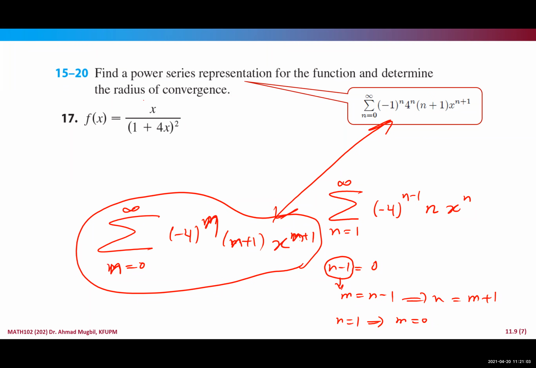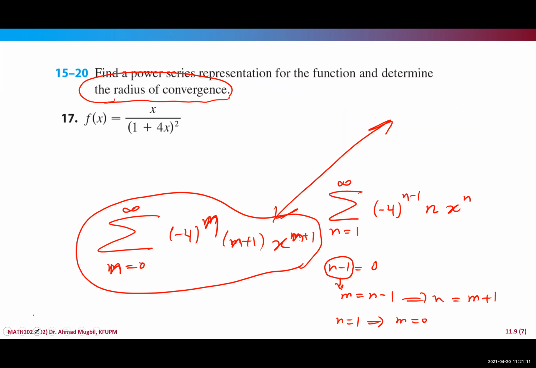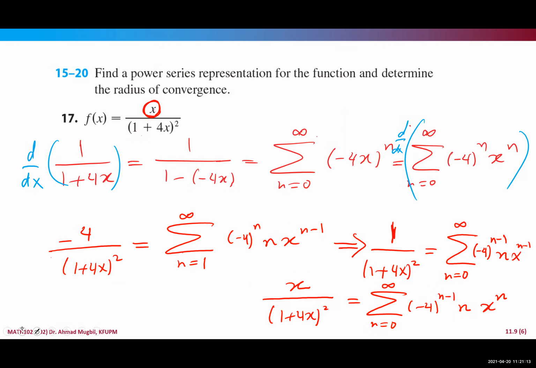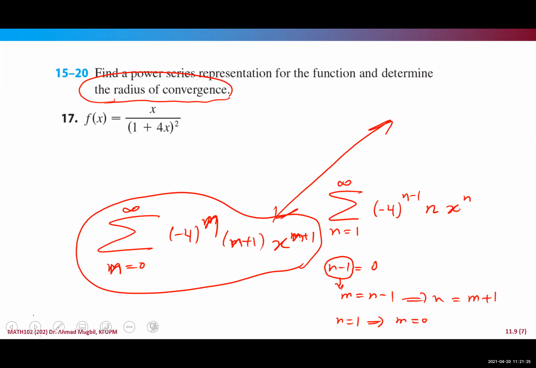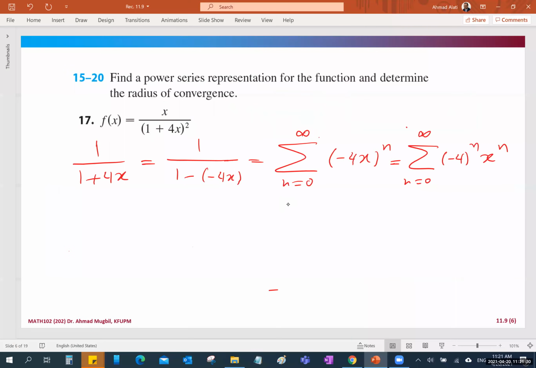Now the second part is: what is the radius of convergence? How to find the radius of convergence? Let me go back to the previous slide to find it. Now, where did we apply the formula? We applied the formula here in this part. Let me choose any one of you to help me with that.